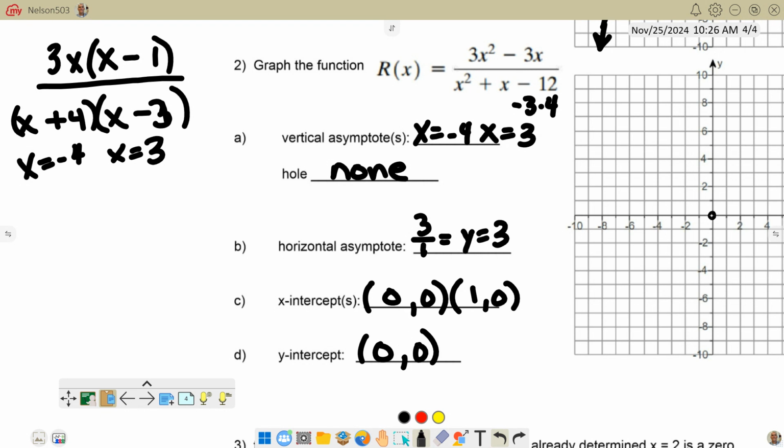Let's put those dots on our picture here. Okay, and let's put down the vertical asymptotes. That was at negative 4 and at positive 3.